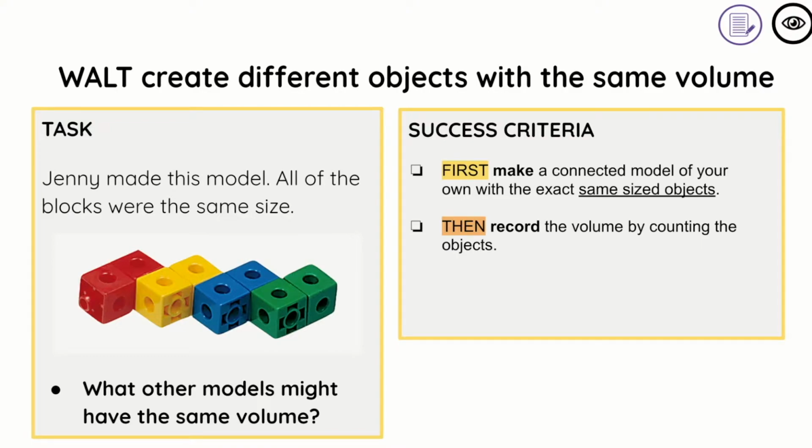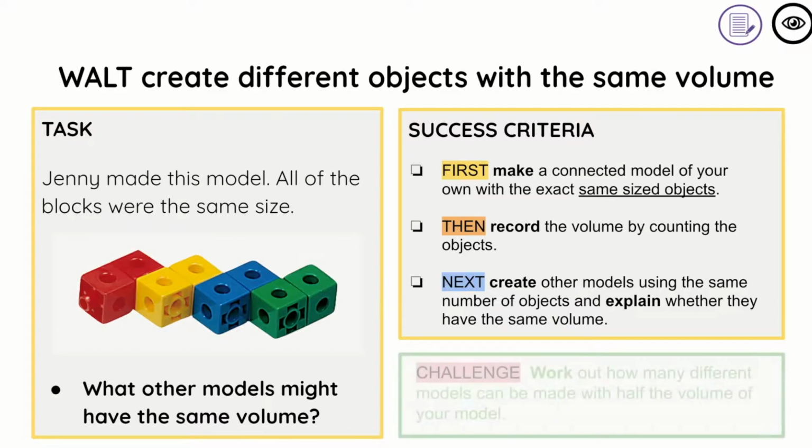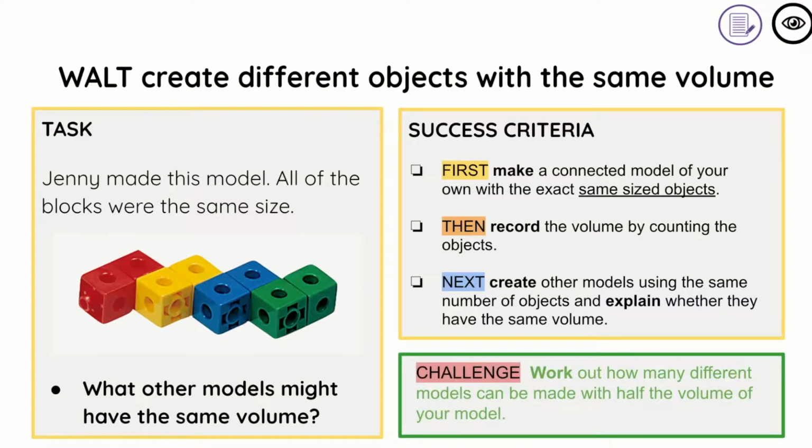So for example, the volume of Jenny's object that she has on the left is 8 cubes because there are 8 cubes. Next, you're going to create other models using the same number of objects and explain whether they have the same volume. And the challenge is to work out how many different models can be made with half the volume of your model.